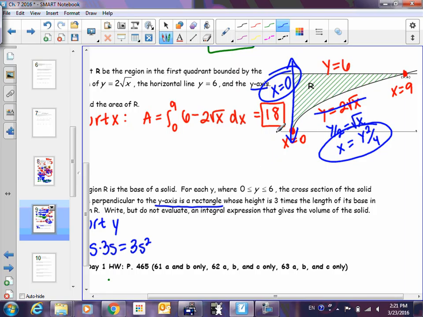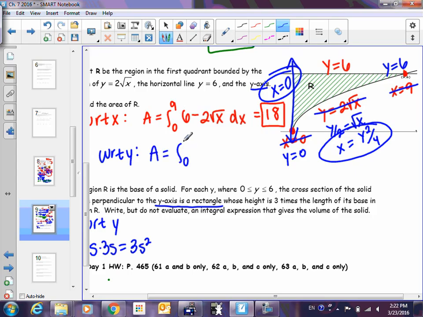Okay, let's think about our bounds. The bottom bound, we don't really care about x equals 0 anymore. We care about what y equals, which is also 0. But x equals 9, I don't care about that. I want to use y equals 6. Okay, so before we do part B, let me show you what part A would look like if we did it with respect to y. I already know the answer should be 18.